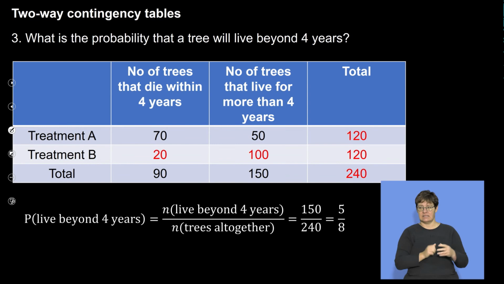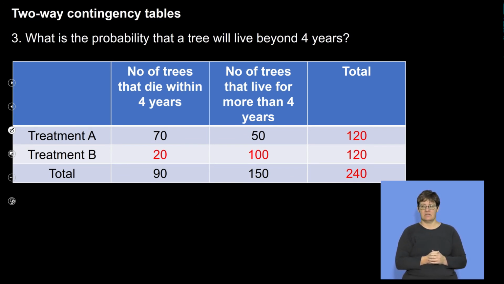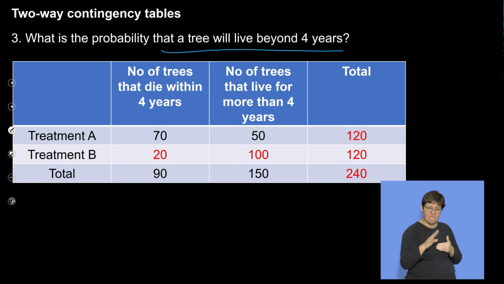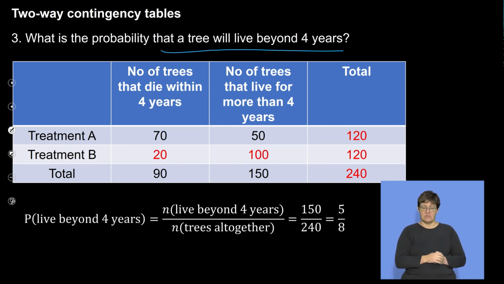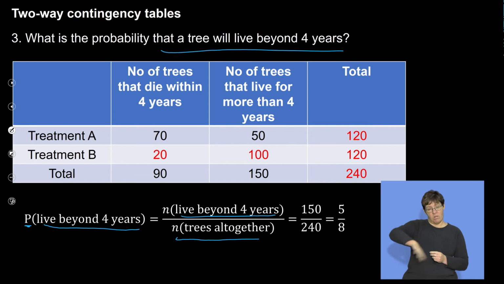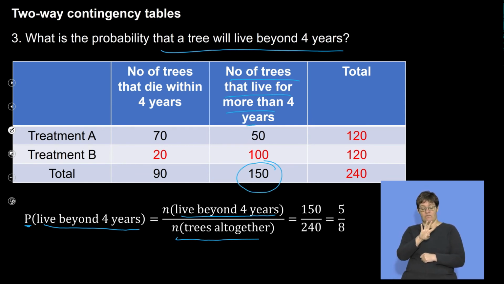And the second question: what is the probability that the tree will live beyond 4 years? Notation is important. Probability lives beyond 4 years is the number of trees that live beyond 4 years over the total altogether. It's on our table there. It's 150, over the whole total, which is 240. Simplify that, we get 5/8. You can leave your answer as a fraction, or you can write a decimal or percentage.